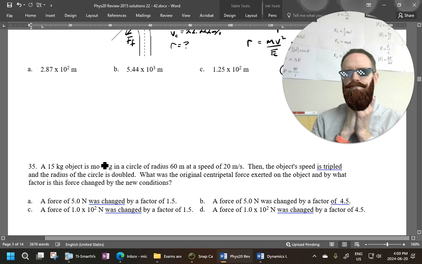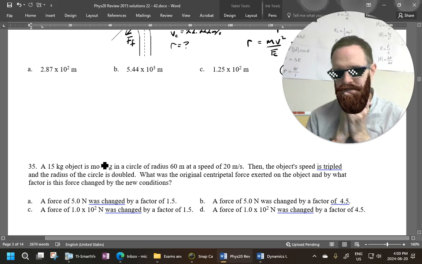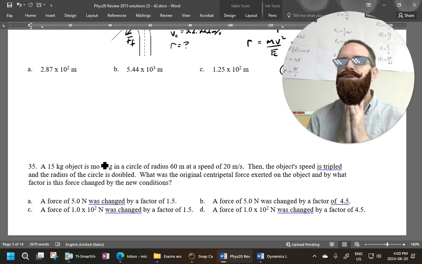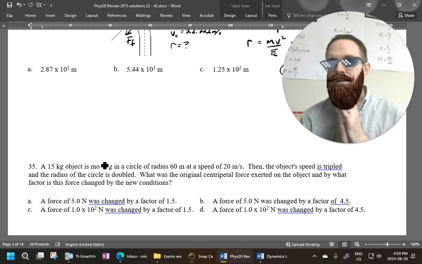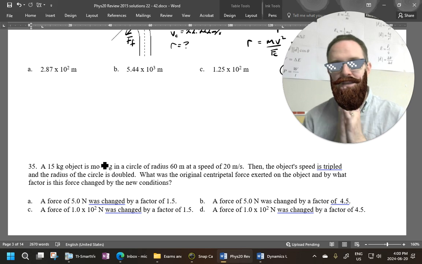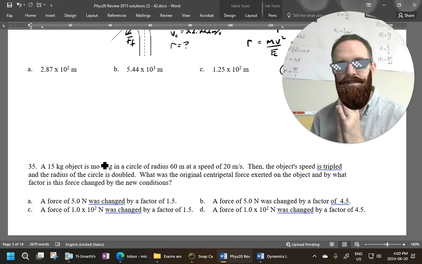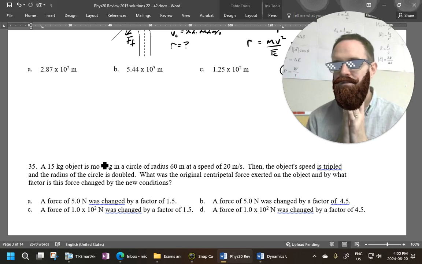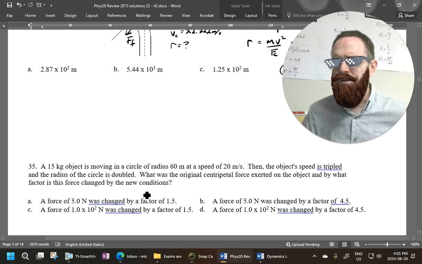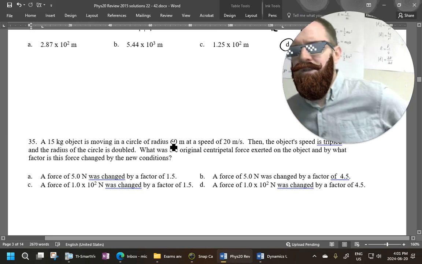Okay. So an object is moving in a circle at a radius of 60 meters at a speed of 20 meters per second. Oh, it's tripled its speed and the radius of the circle is doubled. What is the original? And by what factor has this changed? Oh, that's weird. Okay. So they want us to do the math on the original one.